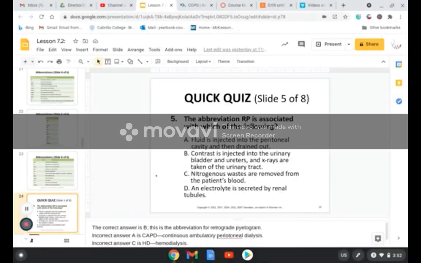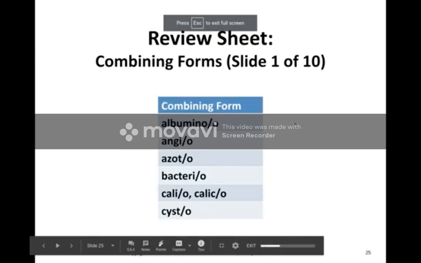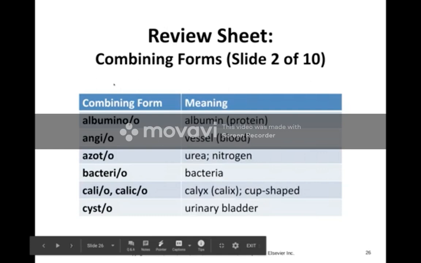Correct answer is B. That's the abbreviation for retrograde pyelogram, RP. Okay, so let's look at the combining forms now.